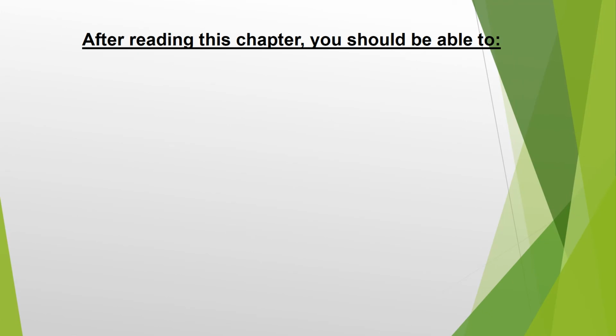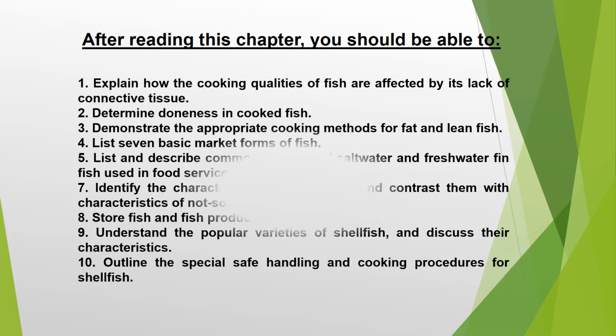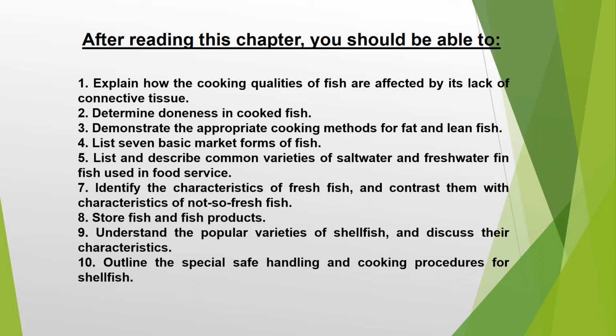So what we're going to be covering in this first lesson. After finishing this chapter, you should be able to explain how the cooking qualities of fish are affected by its lack of connective tissues. I remember we discussed connective tissue two lessons ago, in the past lessons: connective tissues are a special protein. Second, determine doneness in cooked fish. How you can say when it is cooked.